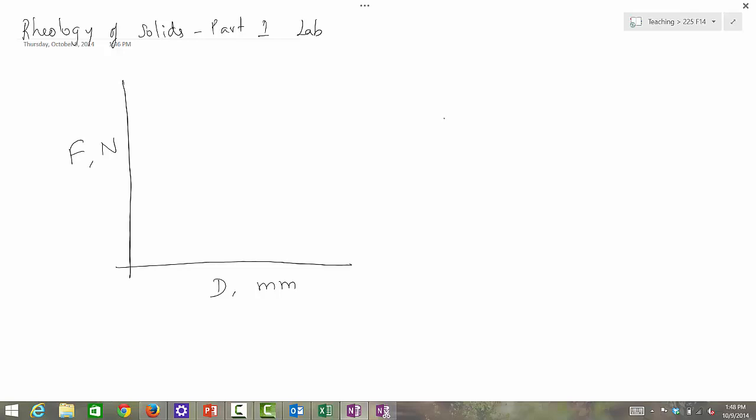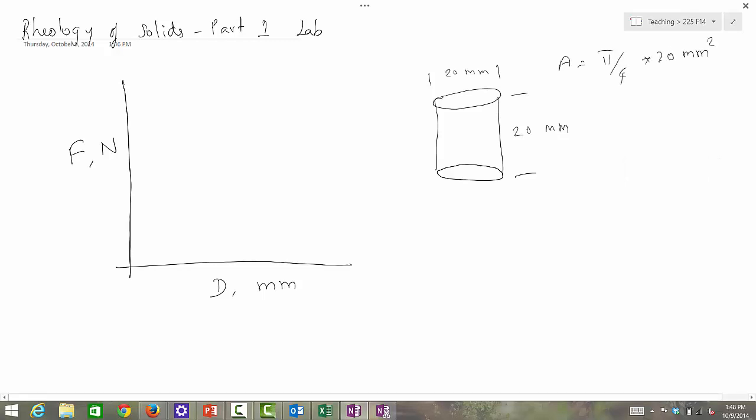So basically what you had, I believe, was a cylindrical potato. I believe the height is 20 millimeters and the diameter is 20 millimeters. So the area is pi by 4 times 20 millimeters squared, right? And you applied the force. As you applied the force, the material started deforming and the computer recorded it.